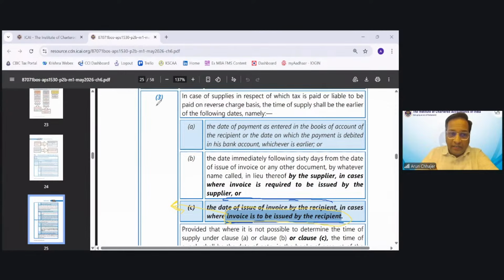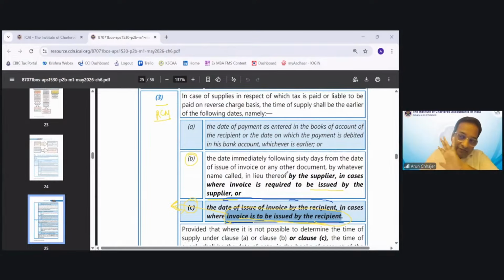RCM, okay. So we are talking about reverse charge mechanism. Absolutely correct. In the RCM, they are saying invoice is required to be issued by the supplier or invoice is required to be issued by the recipient. I am not talking about the date. I am talking about when. See, when I will apply clause B, when I will apply clause C. It depends upon who is required to issue the invoice. No, it's not correct, Navneet.